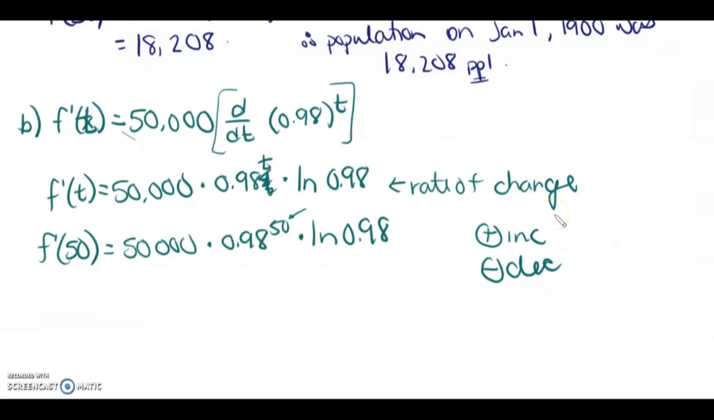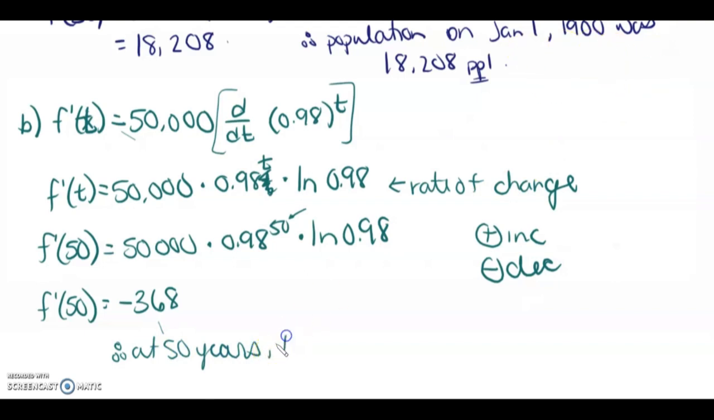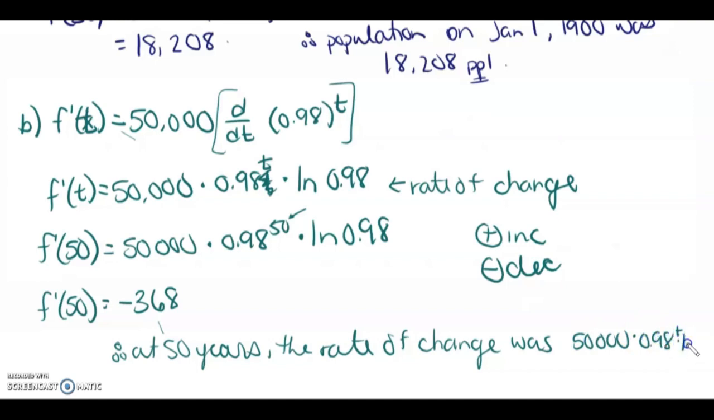Putting this into our calculators, 50,000 times 0.98 to the exponent 50 times ln of 0.98, all in the calculator. I get that at this time it's negative 368, I'm rounding, people. The population is changing and it's becoming 368 people less. So therefore at 50 years, or you can use January 1st, 1990, the rate of change was 50,000 times 0.98 to the t times ln 0.98.